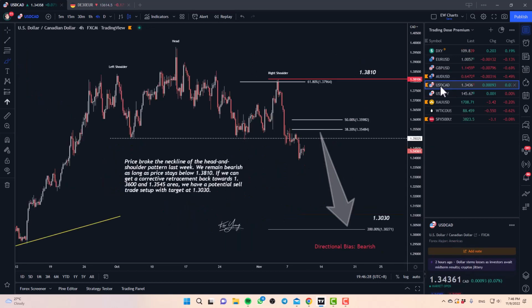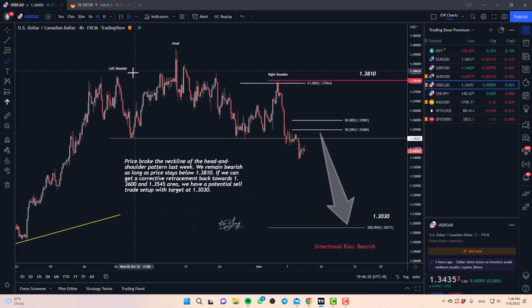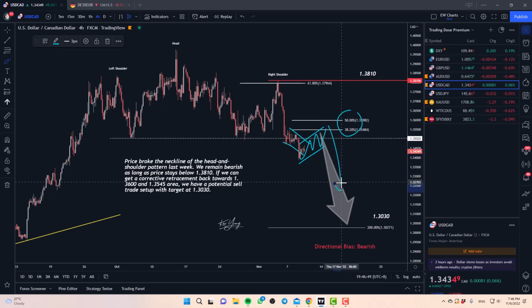And then we have the dollar Canadian, right? So dollar Canadian, we have this head and shoulders pattern. The market broke the neckline yesterday, but I'm a little bit careful right now because this breakout doesn't really look very impulsive. So I'm expecting a bit of a retracement pullback first, perhaps towards that 250% level for a decent sell opportunity.